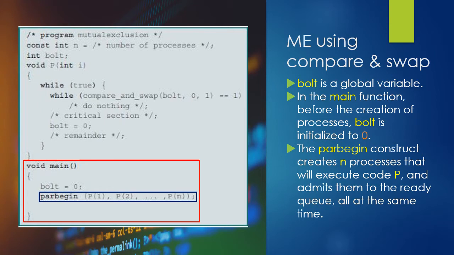The par begin construct creates n processes that will execute code P and admits them to the ready queue all at the same time. The construct par begin means the following: suspend the execution of the main program, initiate concurrent execution of n procedures that would execute code P, and when all of the parallel processes have terminated, resume the main program. Each created process will execute the code that is written in the function of P.